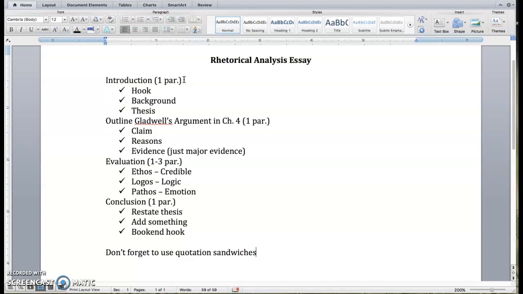When you get to your conclusion, you're going to restate that thesis in new language. And then remember, you have 3 strategies for adding something to a conclusion in your essay. One is to predict the future. One is to solve the problem. So say there's something that you think Gladwell didn't do terribly effectively. This would be a great way to say what he could have done to strengthen that part of his argument.